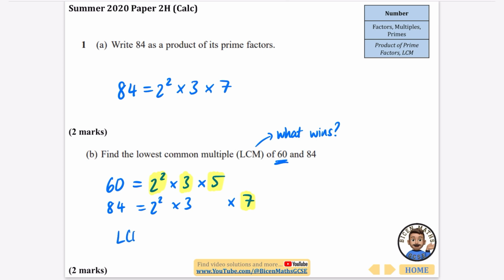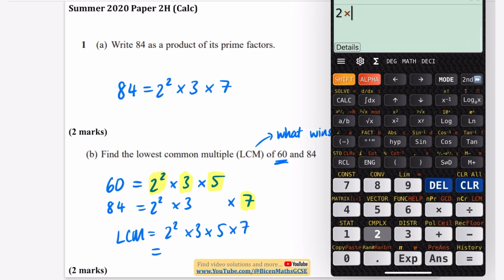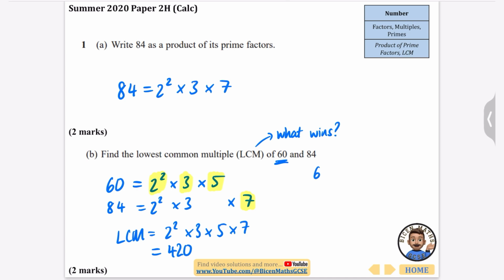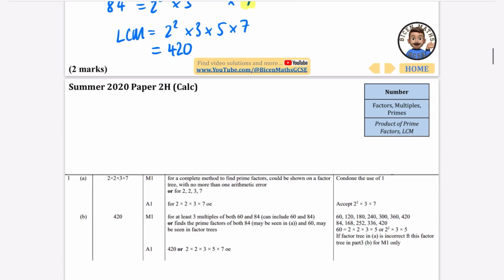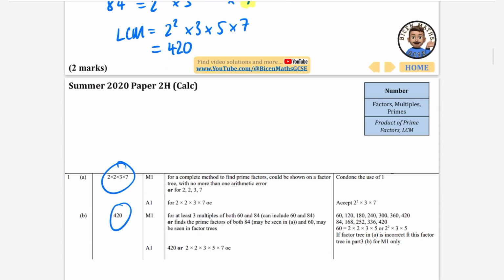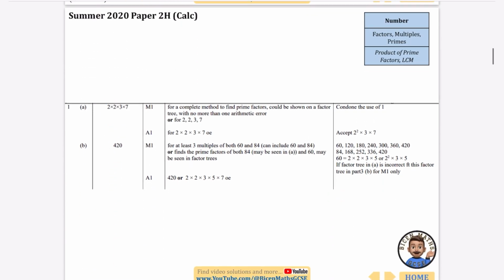So the lowest common multiple is going to be 2 squared times 3 times 5 times 7, and I'm just going to put that in the calculator to get the answer. So I'm going to do 2 squared times 3 times 5 times 7, and we get that the lowest common multiple is 420. Of course, if you did the other technique of the table, you'd end up with the same thing, but I just thought I'd do it with the product of prime factors, because that's kind of where the question is leading you with this. Let's double check we got it right. So we've got our 2 squared times 3 times 7 and 420 for this part here.